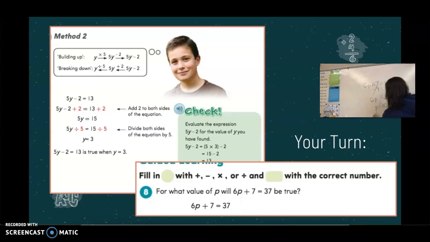So 6 times 5 is 30, then we know p is equal to 30. I mean, no. p is equal to 5. Sorry.